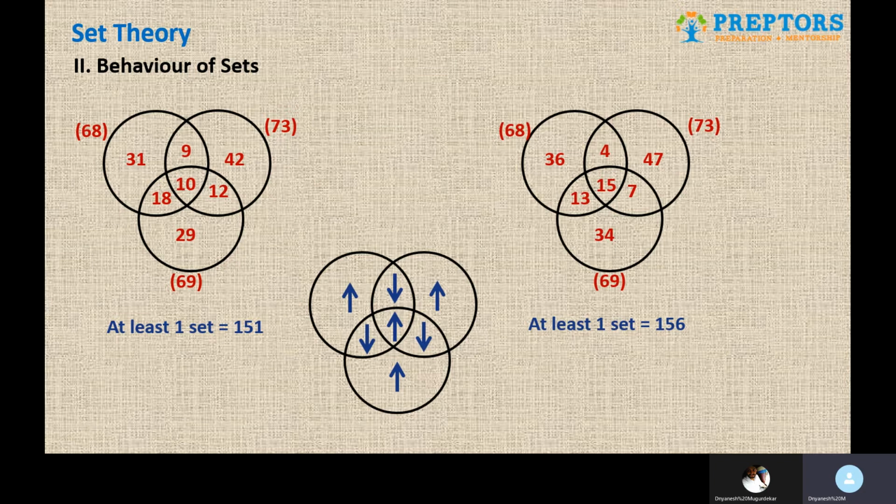you don't have to count the remaining values. All you need to do is remember the pattern. So what happens if you increase the intersection of all three, the intersection of two sets reduces by the same value, the lone sets increase by the same value, and at least one also increases by the same value. You don't have to add and subtract every time, and you save time. Instead, use this property of behavior of sets and, from the reference set, just reduce or increase the numbers by the factor with which you have increased or decreased the intersection of all three.